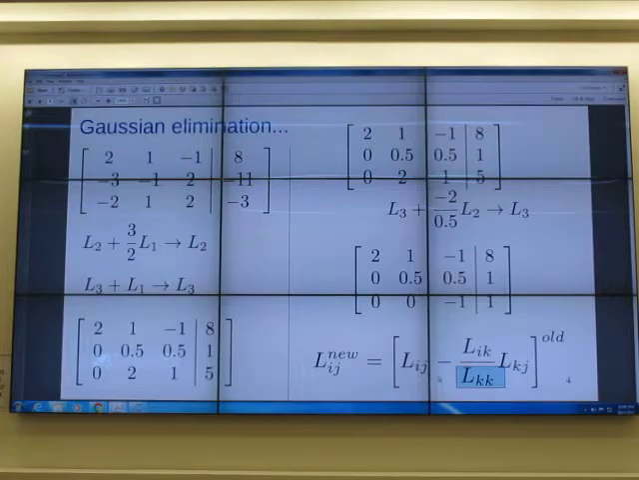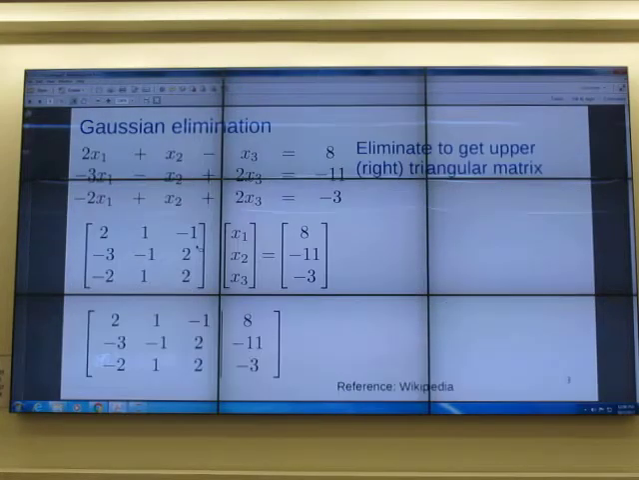If LKK equals 0, it crashes. So this means if you have a system of linear equations and somehow one equation doesn't have that term, this method doesn't work. How do we fix it? We do this. Show the rules.